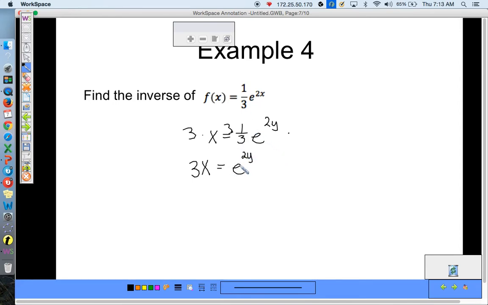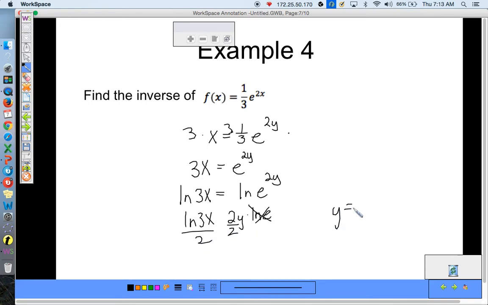Well, we have to get that out in front, and it's e. So if we natural log each side, we can bring our 2y out in front. We know this is equal to 1, so divide by 2. So we have your inverse. So that inverse, we have it there, is the natural log of 3x over 2.